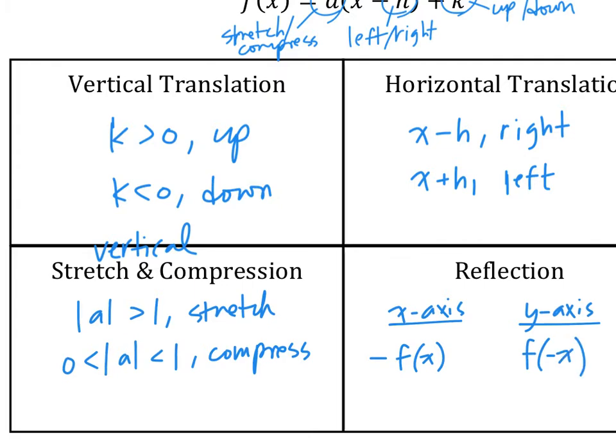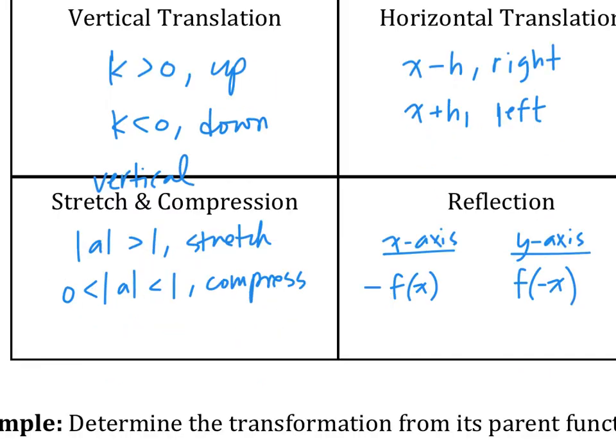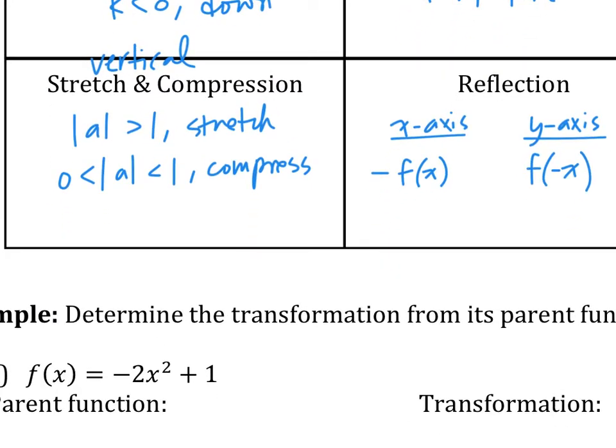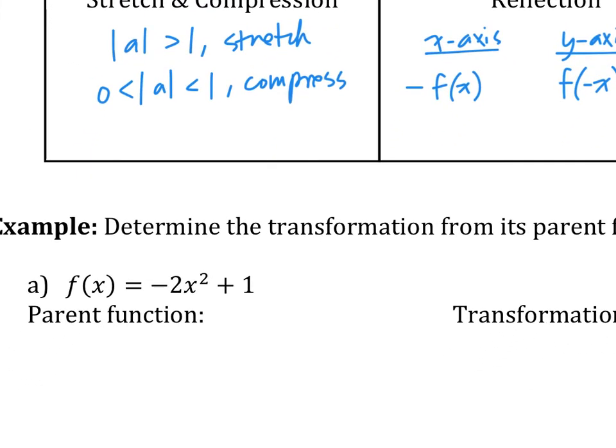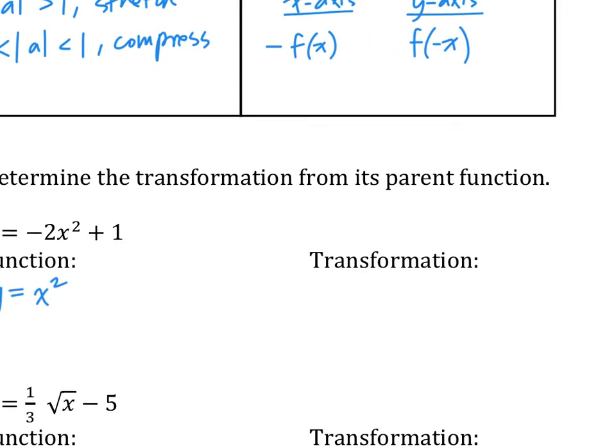Okay, so let's try this. We're going to look at some examples of equations. You're going to start from the parent function and then try to figure out what transformations happen. For example, this first one, f of x equals negative 2x squared plus 1. So the first thing you're going to ask yourself is, what is the parent function? X squared. So y equals x squared. That means anything that's not an x squared is a transformation to the function.